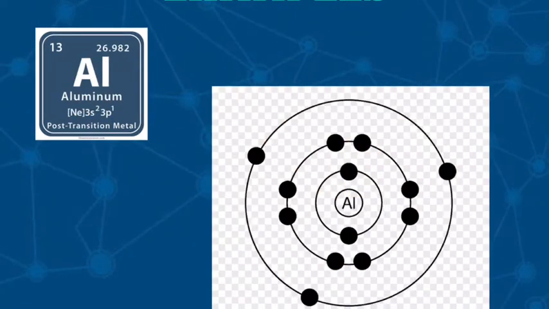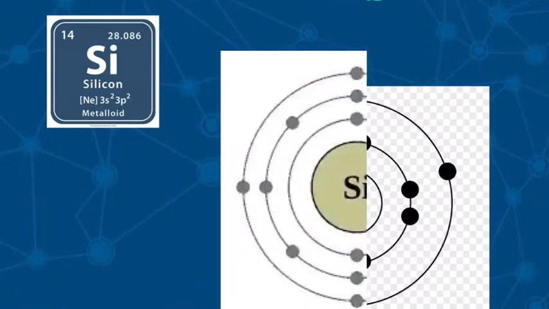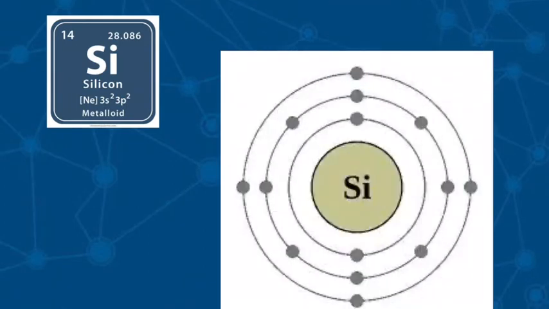The fourth element I chose is aluminum. And if you look at the outer shell of aluminum, it's 3, so the valence electron is 3. Now finally, the last example for valence electron. If you can see the outermost shell of silicon, it's 4, so the valence electron is 4.